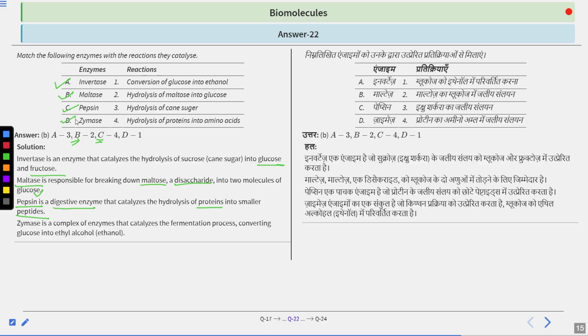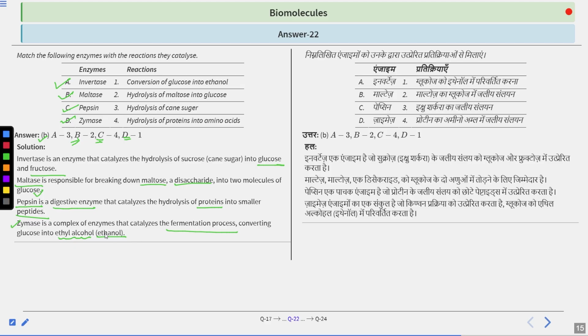Zymase, or D enzyme, is a complex of enzymes that catalyze the fermentation process, converting glucose into ethyl alcohol or ethanol. That is why our D enzyme is directly connected to the first reaction, that is conversion of glucose into ethanol. These are the enzymes, invertase, maltase, pepsin, and zymase, and each is connected to a particular reaction, the work they do. Okay, that is why we have the correct answer as B option, A3B2C4D1.